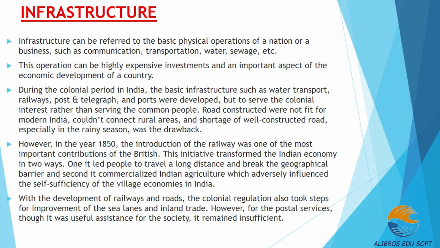So this point shows all the drawbacks which were set up in British India during the colonial period. Roads were not fit for the modern transportation system, and that system couldn't connect to the rural areas. It only helped the urban people and urban areas, and the roads were not well structured or well constructed. These roads were of no use during the rainy season. So these were all the drawbacks of the basic infrastructural facilities created by the British during that time.